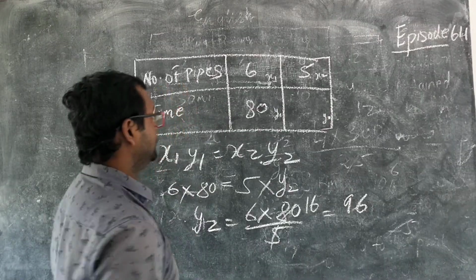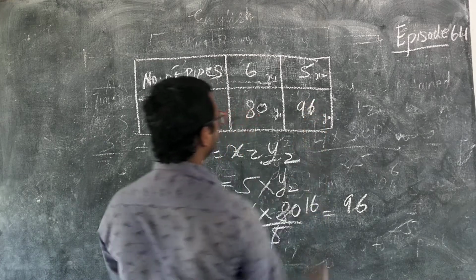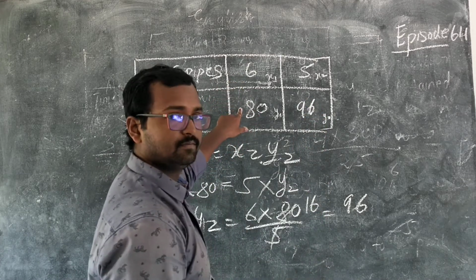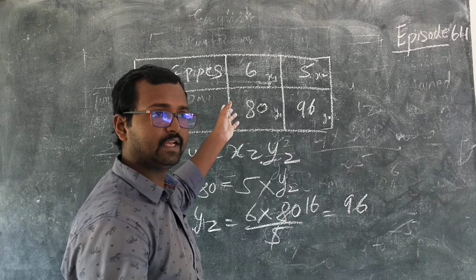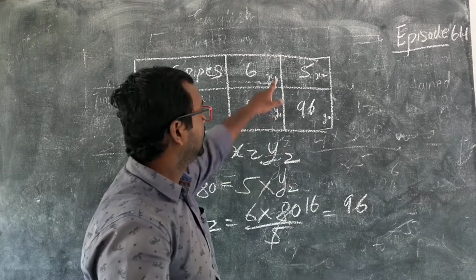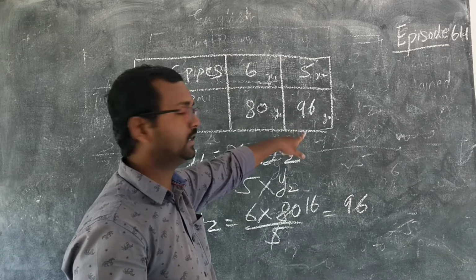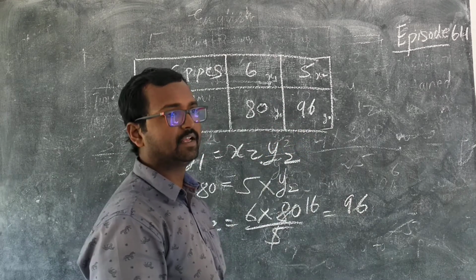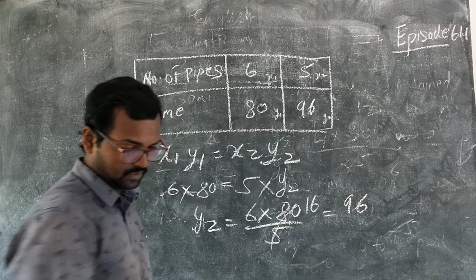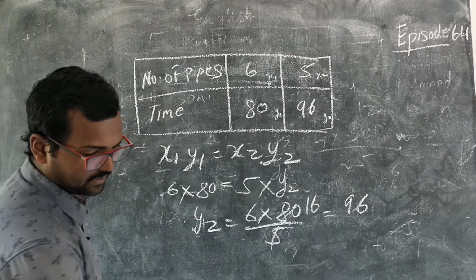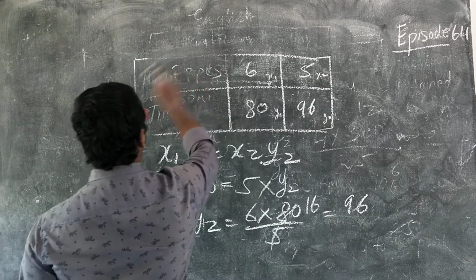So 96 minutes. Obviously, with 6 pipes it took only 80 minutes because more pipes means less time to fill the tank. If you remove one pipe, it is obviously going to take more time, which is 96 minutes. So our answer is right. Now look at the 6th and 8th example questions.